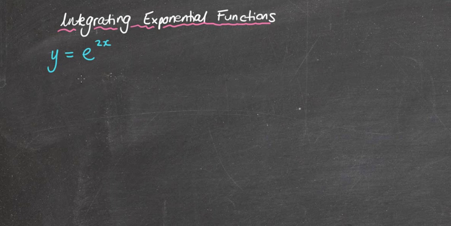So we had e to the power of 2x. If we wanted to differentiate this particular function, we would take the derivative of the power, which would be 2, and then we have the same function e to the 2x. So what we want to do is to go from dy/dx and back to e to the power of 2x. So how do we do that?